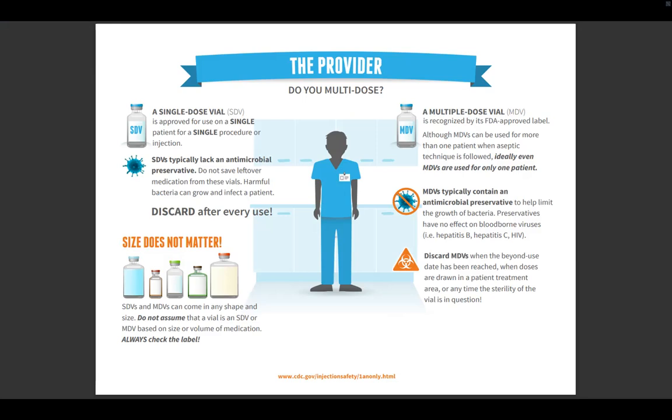Just a reminder that a single-dose vial is approved for use on a single patient for a single procedure or injection, while a multi-dose vial is recognized by its FDA approval label, and it can be used for more than one patient when aseptic technique is followed. But ideally, even multi-dose vials are used for only one patient.